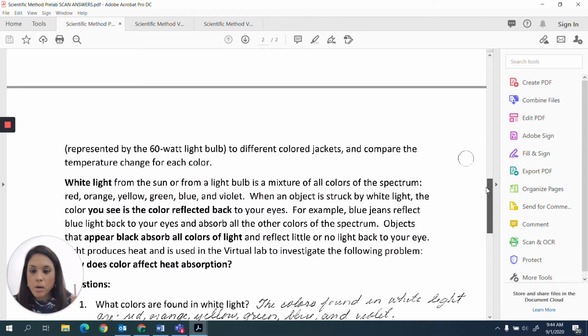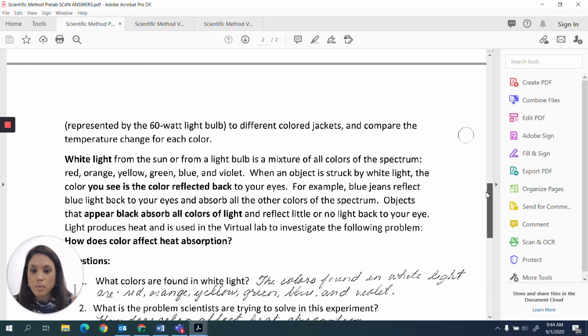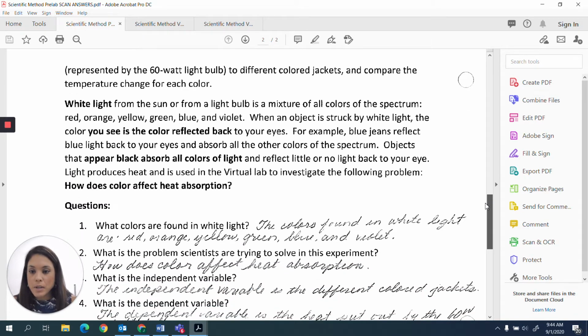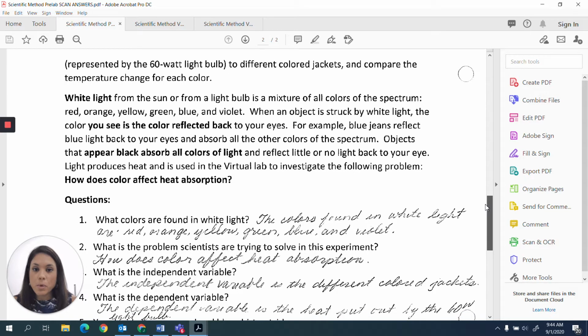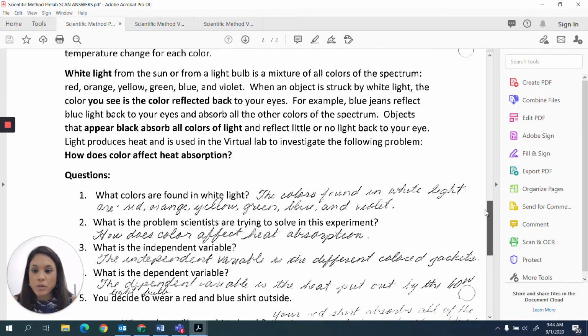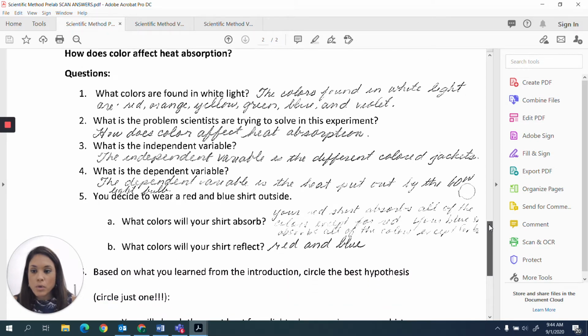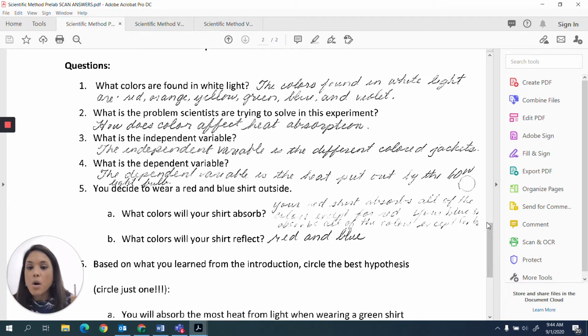It goes on to talk about the jacket experiment, and it's talking about the various lights and what they absorb and what they reflect. So let me show you. Let's go over these questions. Number one, what colors are found in white light? The colors found in white light are red, orange, yellow, green, blue, and violet.